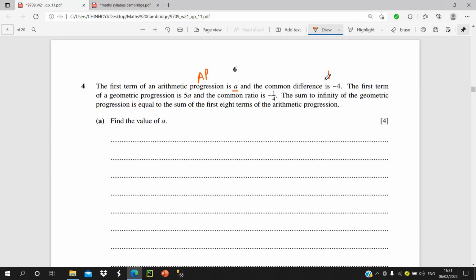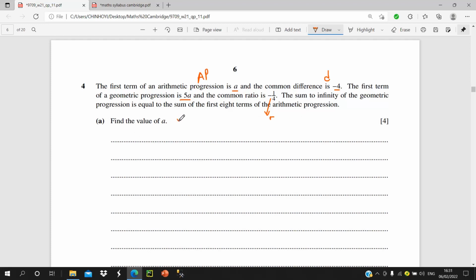Here it's our D. It's -4. Then the first term of a geometric progression is 5A. And the common ratio for a geometric progression is represented by R. So we are given an AP and a GP, and they are saying the sum to infinity of the geometric progression is equal to the sum of 8 terms of the arithmetic progression.